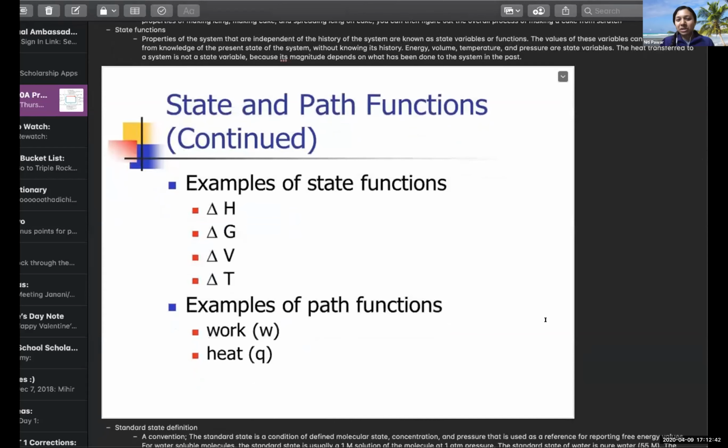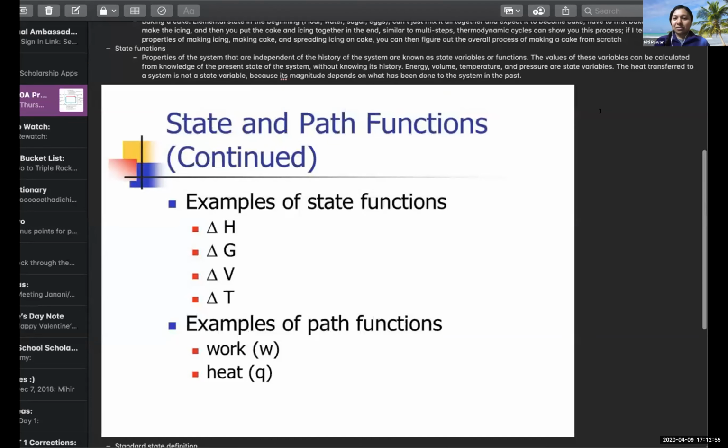This one's also pretty much just a definition. Some examples are delta H, delta G, delta V, delta T. These are all properties of the system that are independent of the history of the system, and these are all things that the thermodynamic cycle is going to help you calculate or figure out. Examples of path functions, which wouldn't work for thermodynamic cycles, are work and heat.